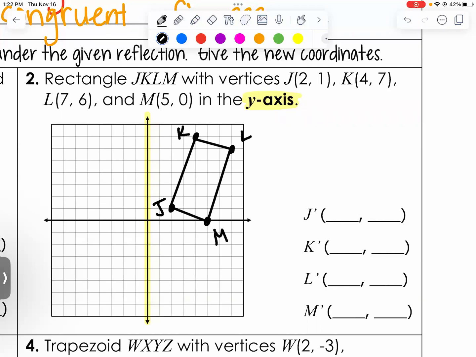So, which one do you want to do first? I already got it all done this morning. Good. How far away is K from the y-axis? Okay, great. So if K is 4 units away from the y-axis, then from the y-axis we're going to go 4 units the other way for our new K, K prime.